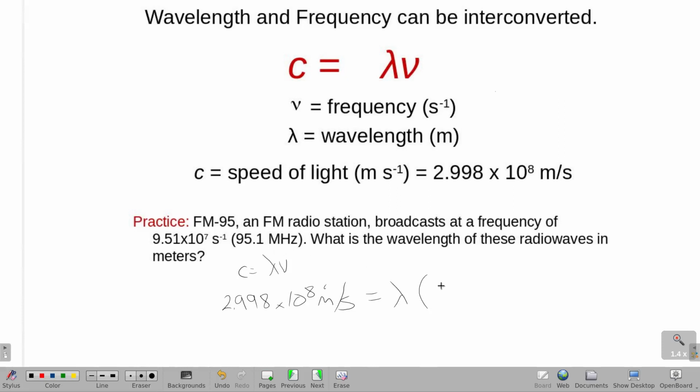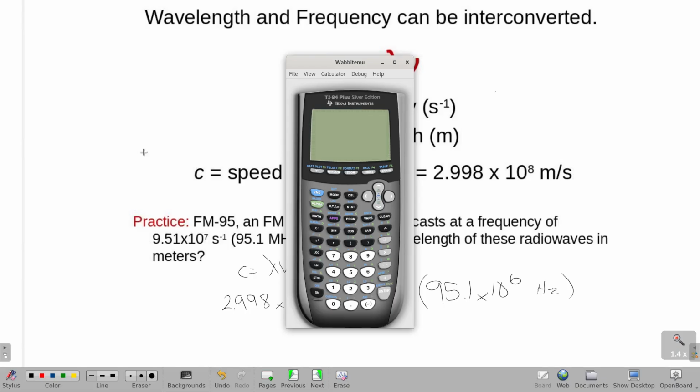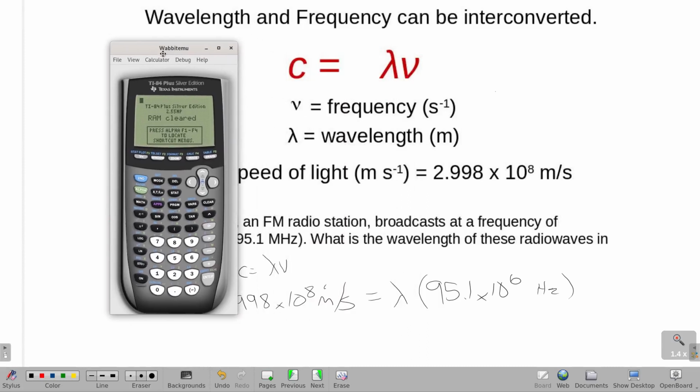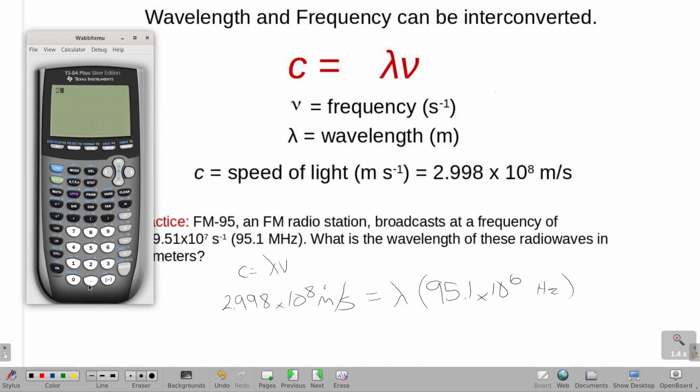And I could put in the frequency, 95.1, and instead of putting mega, times 10 to the 6th hertz, which are per seconds. And that's actually what I'm going to put into my calculator here. So I'm going to start with that 2.998 times 10 to the 8th, and then I will divide by the 95.1 times 10 to the 6th hertz, and I get a wavelength of 3.15 meters.